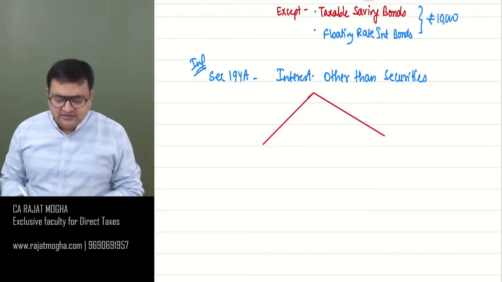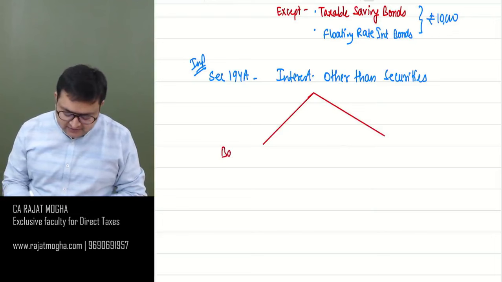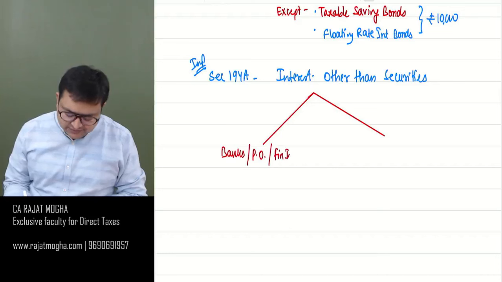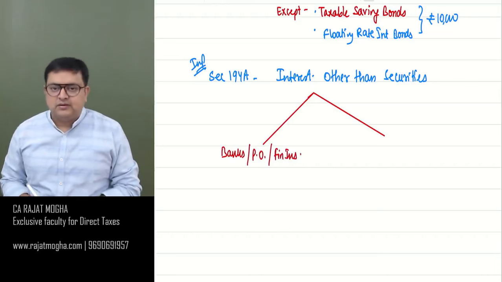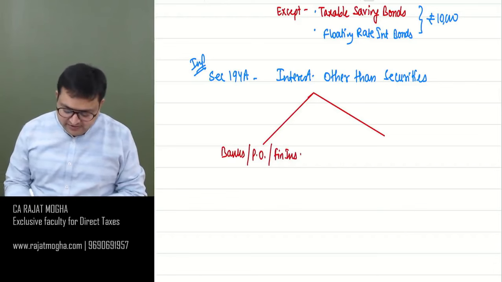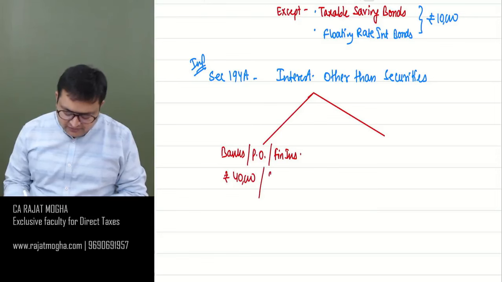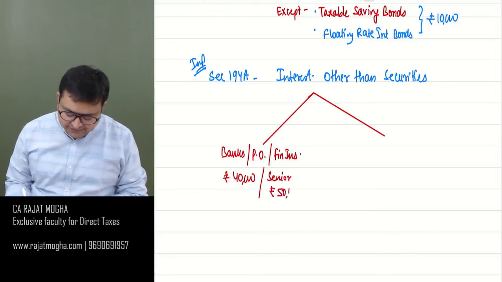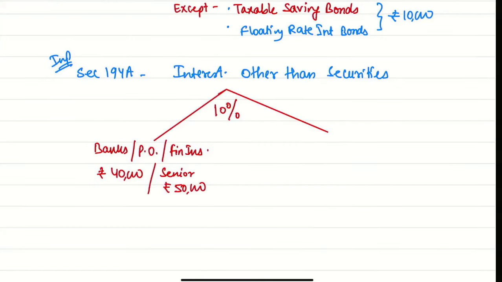If you are receiving this interest from banks, post office, or financial institutions, then the threshold limit is 40,000. In case of senior citizen, it is 50,000. The rate of TDS is 10%. It's a common rate. The rate of TDS is 10%.